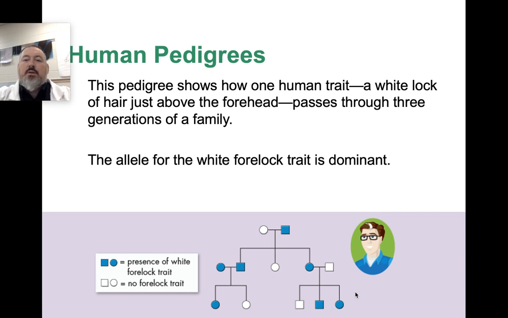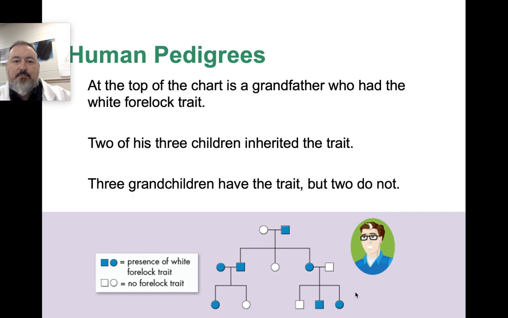So the pedigree shows how one human trait, a white forelock or hair just above the forehead, passes through three generations of a family. The allele for the white forelock trait is dominant. At the top of the chart, you see the grandfather that had the white forelock trait and his three children, two that had the white forelock trait and one that didn't. And three grandchildren have the trait, this female, this male, and this female.